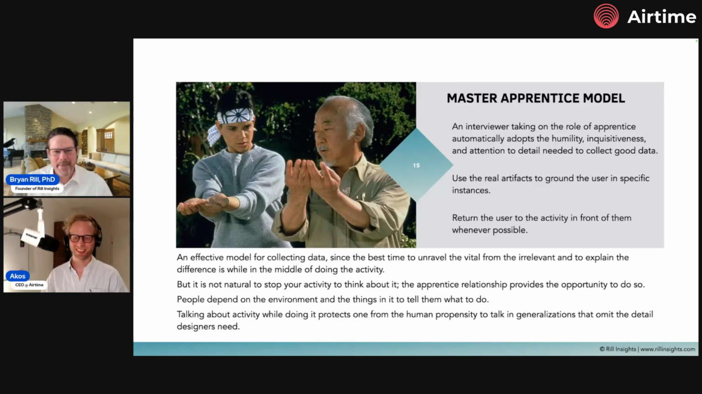What he's doing here is the young pupil is turning to the master and saying, can you show me how you do this move? And that essentially is the master apprentice model. When you go to someone in the world and you say, can you show me how you do this?